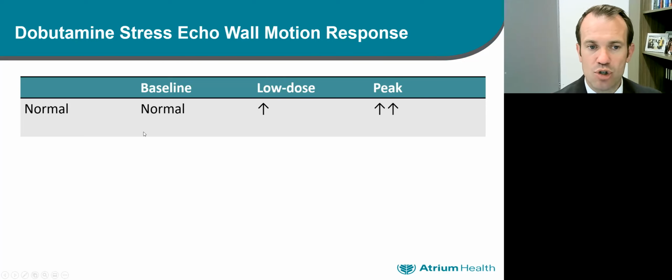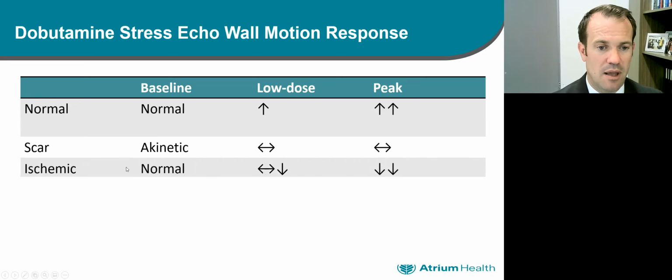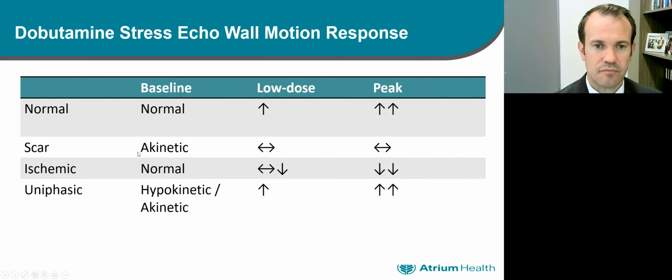So when we think about the wall motion during a dobutamine stress echo: if there is normal wall without ischemia, at low dose it will increase, and at peak it will increase further. If there is scar, the wall motion will be akinetic and will not change either at low dose or peak. If it's ischemic, it may be normal or reduced at baseline. At low dose, that function will go down, and at peak, it will go down further.